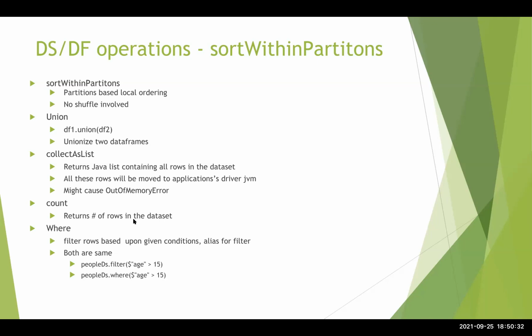Count returns the number of rows in the data set, as the count of SQL does. Where filters rows based upon a given condition; filter and where are the same, it's an alias. So both are the same. For example, filter people who have age greater than 15, or where age is greater than 15. If this condition is passed, then only those rows will be part of the output data set or data frame.